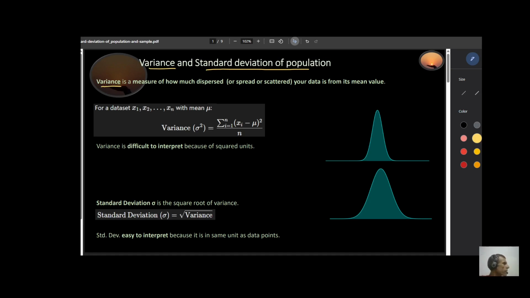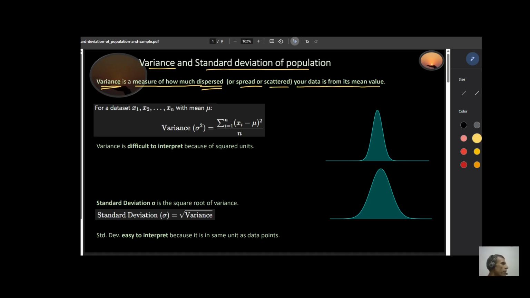So what exactly is variance? Well, the word variance contains the word varies in it. So in essence, it measures how much your data varies around its mean, how much it is different from the mean value. This is the real definition of variance. It basically measures how dispersed, or spread, or scattered your data is from its mean value.